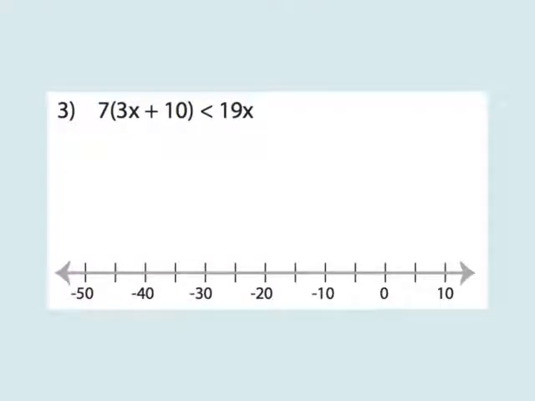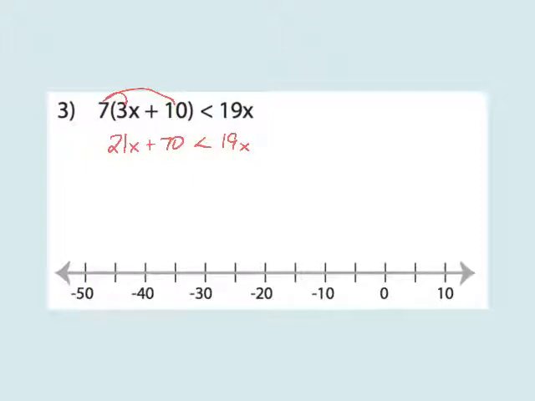I want to look at some solving of multi-step inequalities problems that are on the quiz. First thing I'm going to do with this problem here is I'm going to distribute my 7 to both. So I have 21x plus 70 is less than 19x.